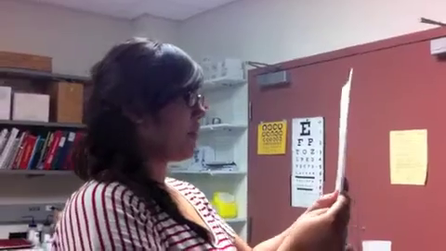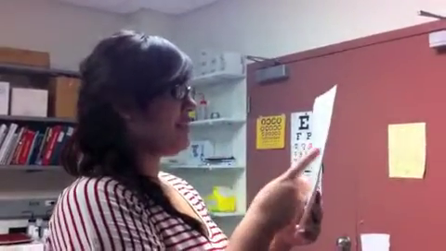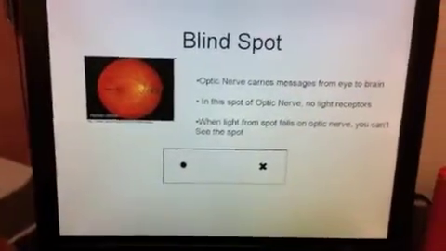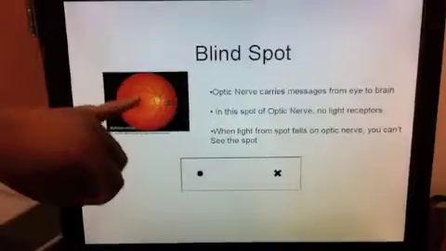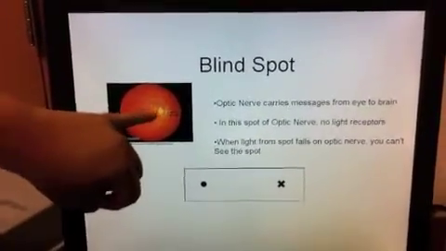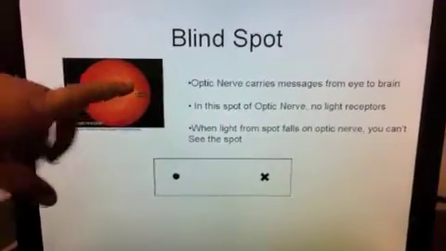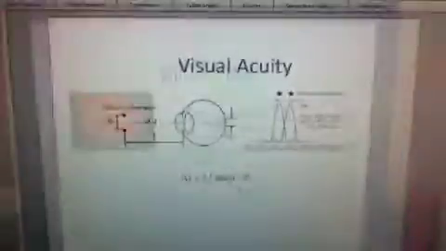So next we wanted to test where our blind spot was, and the way we did this is we looked at these two spots and closed one of our eyes, and we moved it closer to our face until we couldn't see one of the spots anymore, and that's our blind spot. The reason for this is because we have the optic nerve in our eye, and it sends messages to our brain that we're seeing something. In this spot, we don't have any light receptors, so when the light from the spot falls on the optic nerve, we don't see anything, and that's why we have a blind spot.